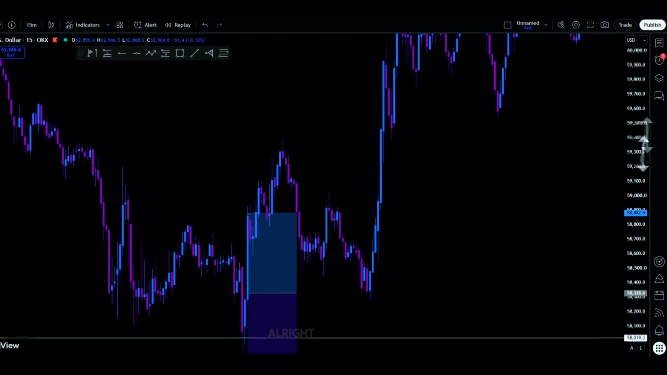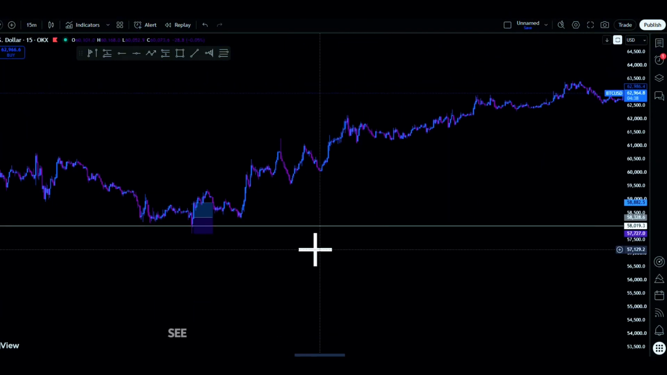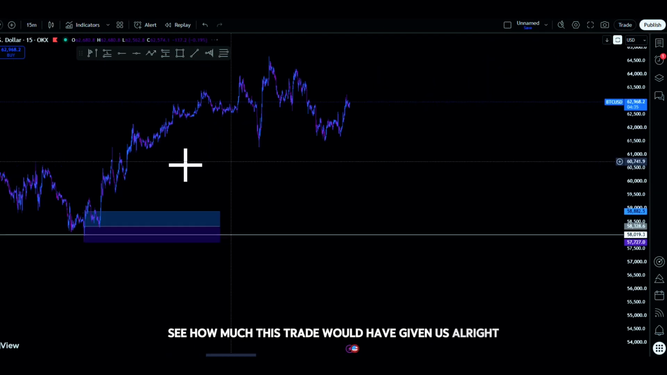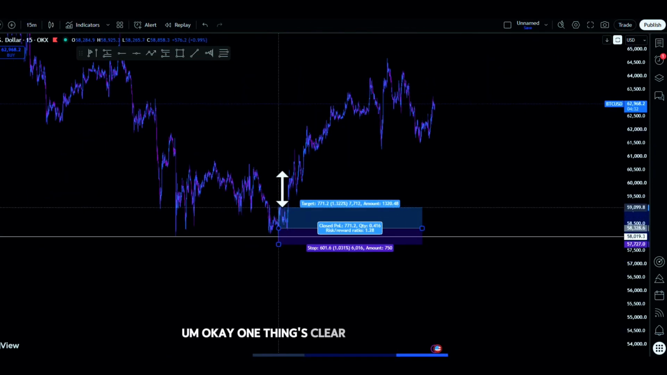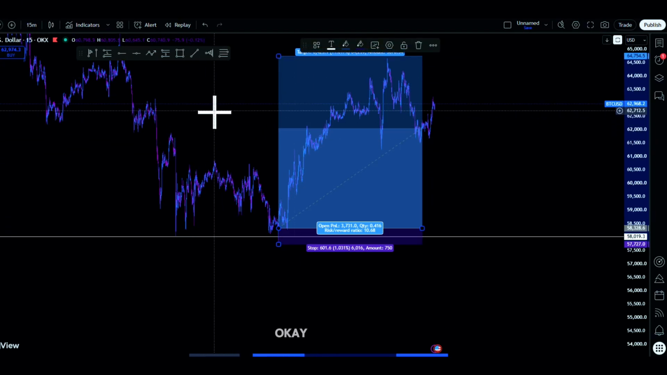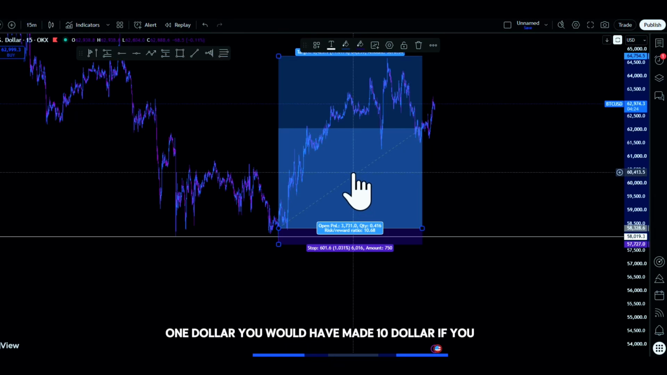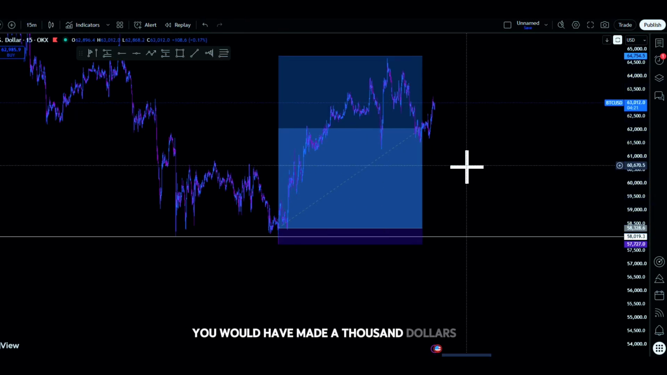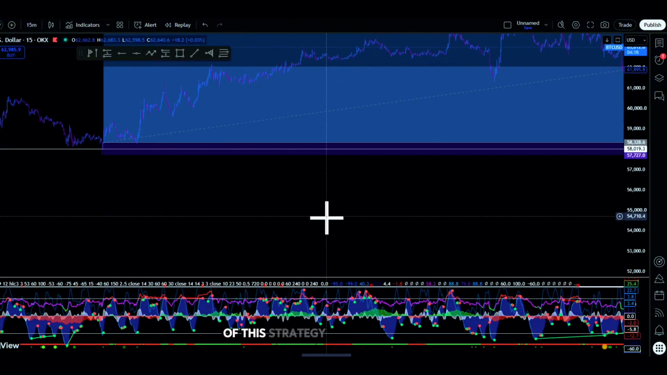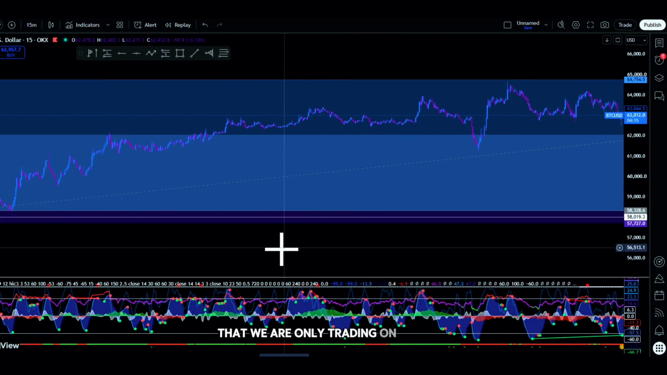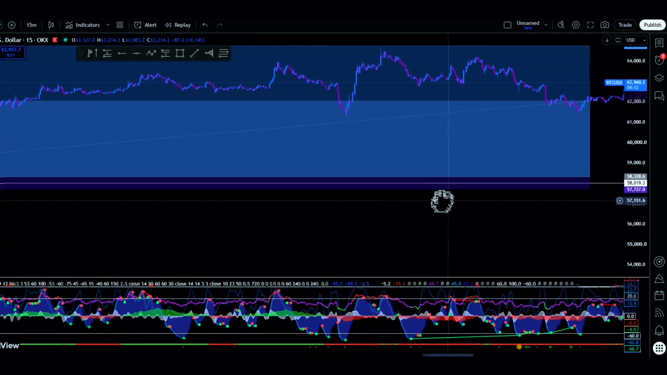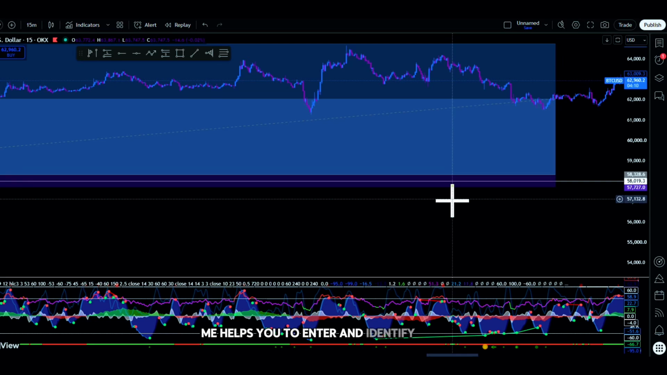And now we'll see how much this trade would have given us. One thing's clear, it's still running. So this trade would have given you a 1 to 10, which simply means if you risked $1, you would have made $10. If you risked $100, you would have made $1,000. This is the speciality of this strategy and this indicator, that we are only trading on extreme ranges, and this indicator helps you to enter and identify that money flow and price momentum, and finds divergences, which basically helps to identify when the smart money and big players are going to reverse the price action.